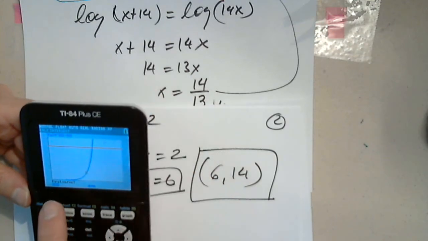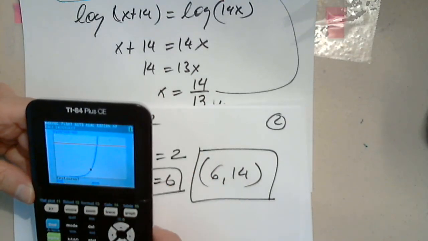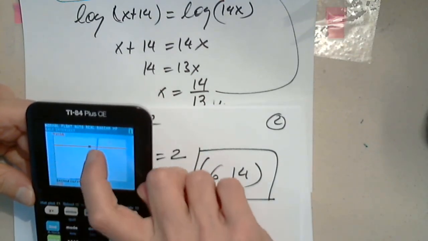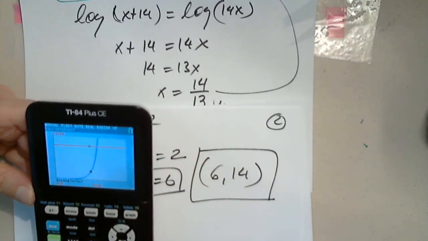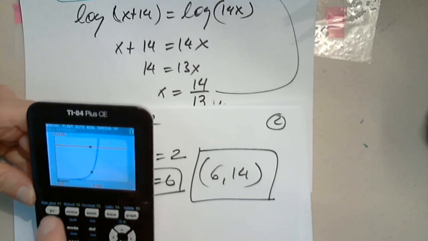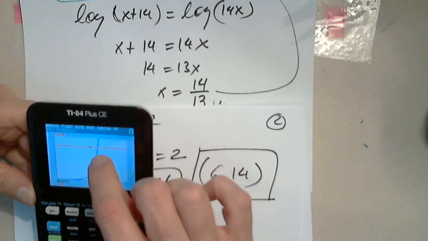I see a cursor on the first curve. Please press yes, enter. The cursor jumps on the second curve. Now it's on the red graph, on the second graph. Yes, press enter. It says a guess. No, I don't want to guess. There is only one solution.